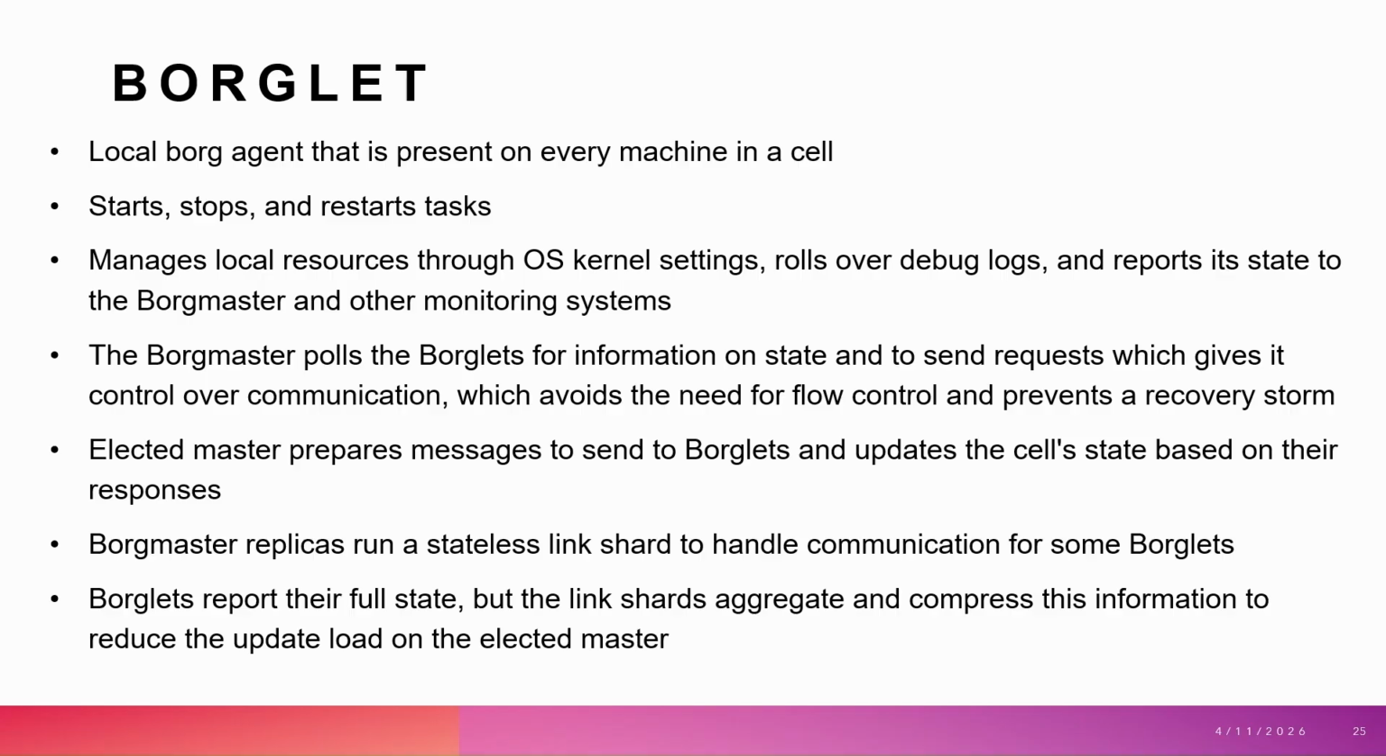And a recovery storm is when maybe the Borg master fails. So when it comes back up, instead of the Borglets flooding it with requests, it has to pull the Borglets instead. Now an elected master prepares messages to send to Borglets and updates the cell state based on their responses. Borgmaster replicas run a stateless link shard to handle communication for sub-Borglets. And Borglets report their full state, but the link shards aggregate and compress this information to reduce the update load on the elected master.